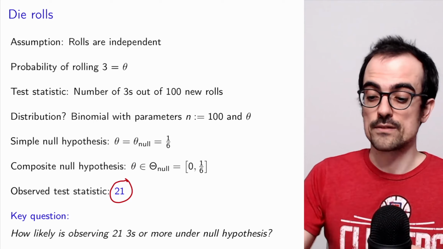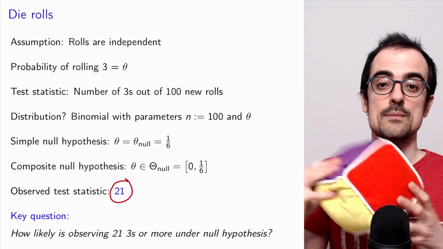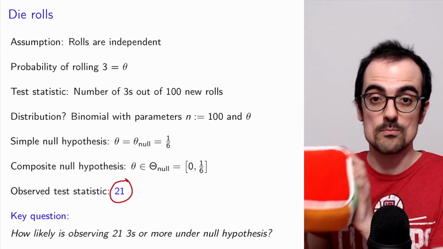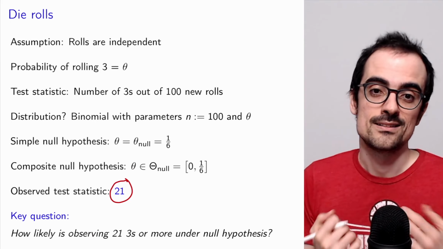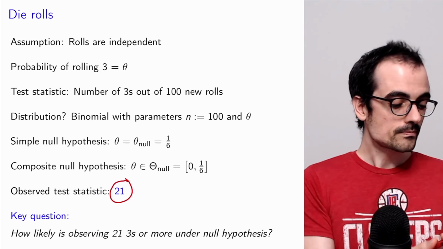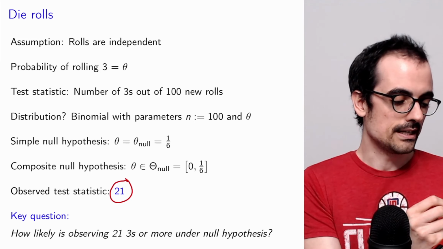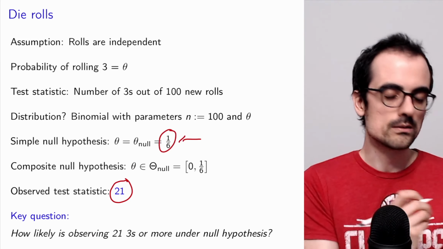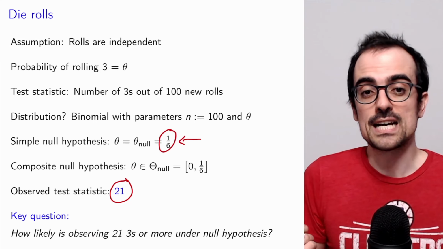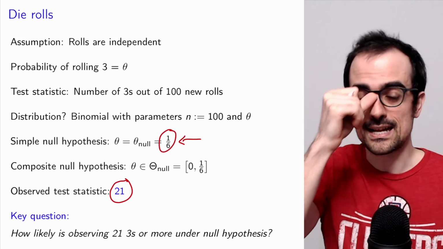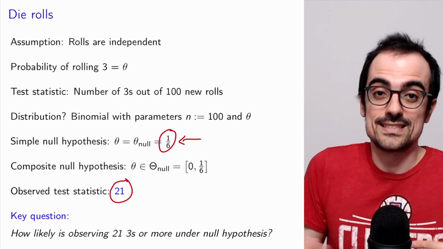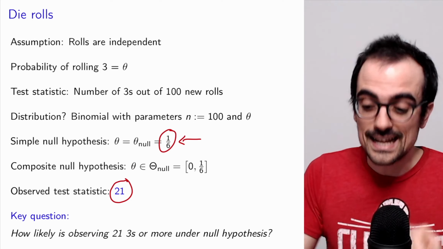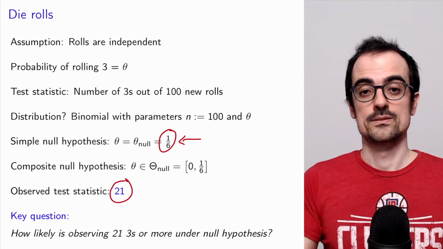So we're saying, we observed 21 3s. What is the probability that we see 21 3s or more when we roll a die if the die is fair and the probability of rolling a 3 is 1/6, if the null hypothesis holds? Because if that probability is relatively high, then nothing interesting is going on. But if that probability is very, very, very low, then we interpret that as evidence against the die being fair. Hopefully that makes sense.